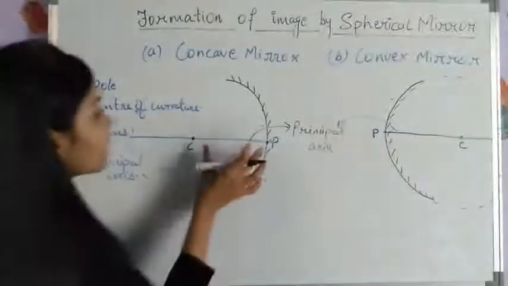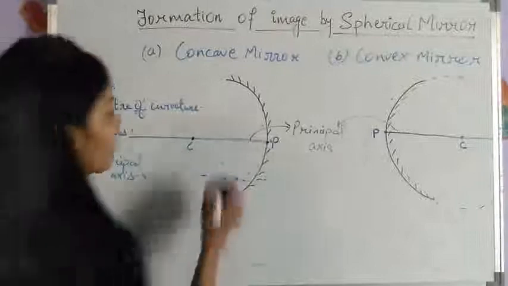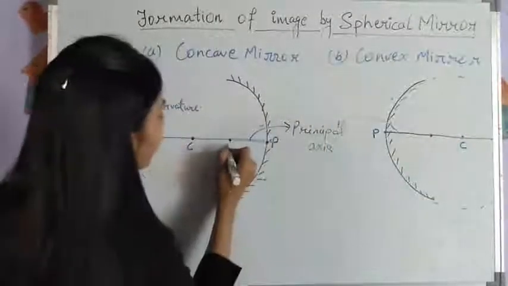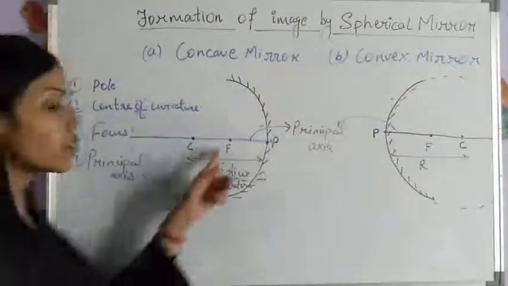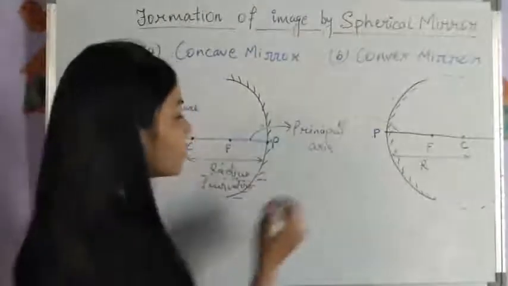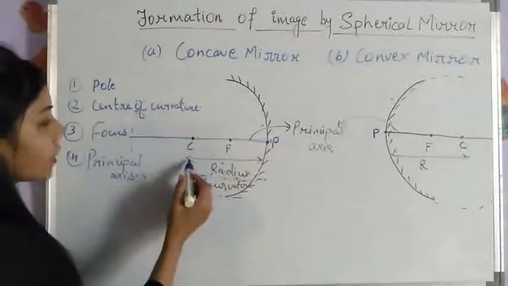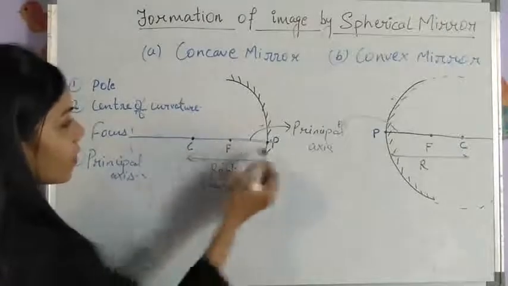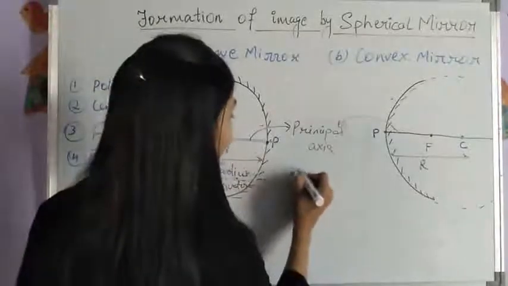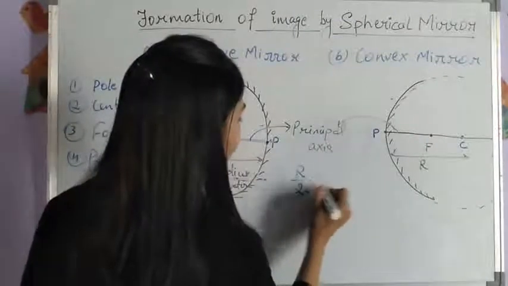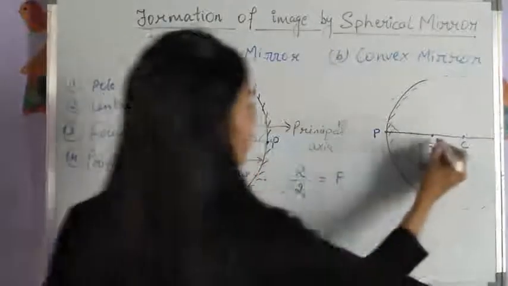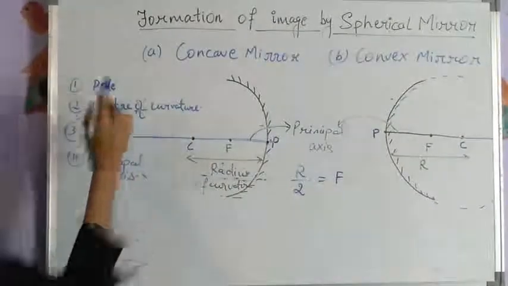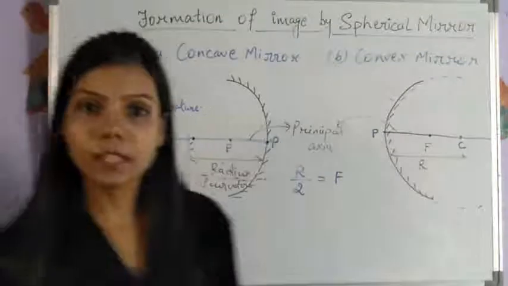Now focus. Focus will be the midpoint of this line segment C and P. This is our midpoint. So focus will lie here. Focus is denoted by the letter F. Very often this focus is also represented as half of the radius of curvature. Radius of curvature is the line segment which is joining the center of curvature and the pole, right? So half of radius of curvature is our focus. You see here F is lying at the midpoint. Here also F is lying at the midpoint. So this is about focus, center of curvature, pole and principal axis, right?